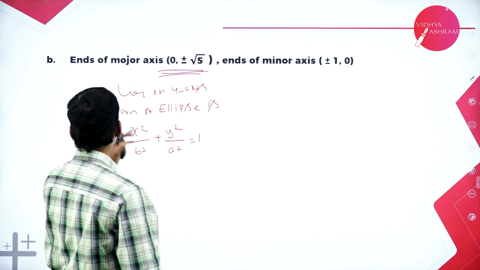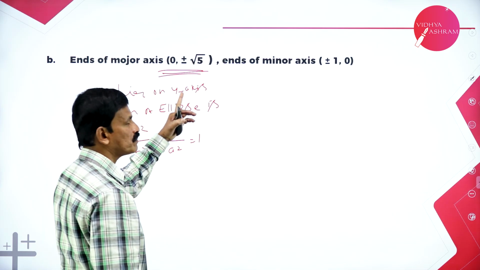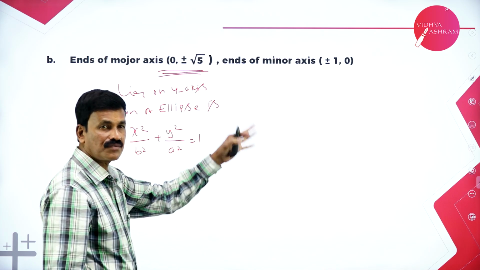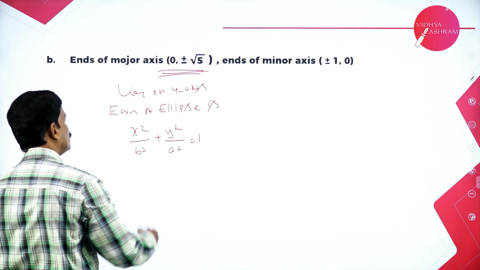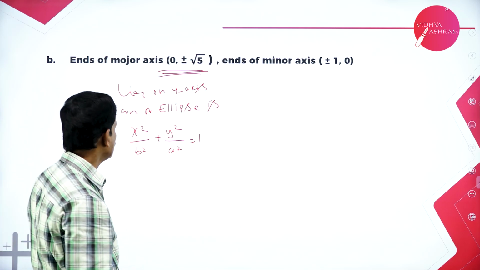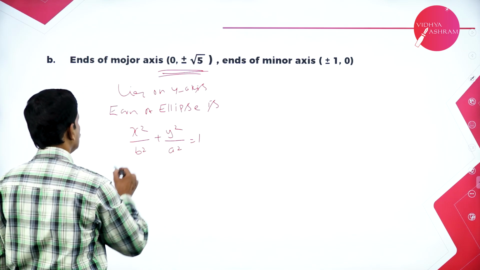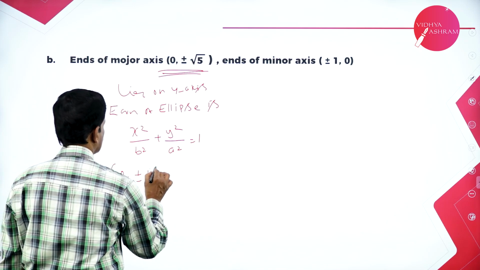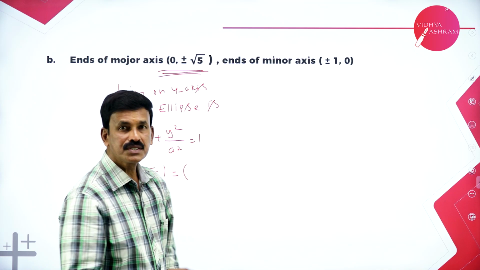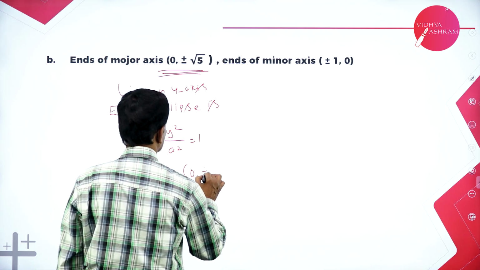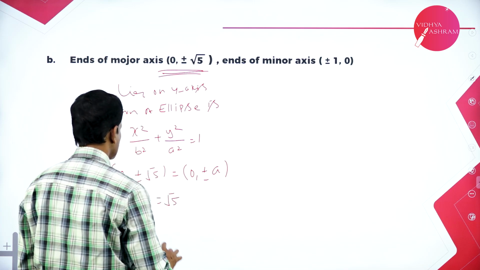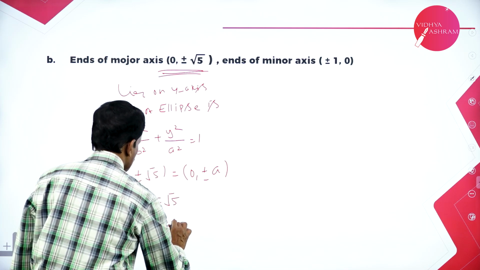Right, see here. The major axis is 0, plus or minus root 5, so the major axis lies on the y-axis. Therefore the equation of the ellipse is of the form x square by b square plus y square by a square is equal to 1. Here what is given? The major axis 0, plus or minus root 5. This is nothing but 0, plus or minus a. So therefore a is equal to root 5, a square is equal to 5.